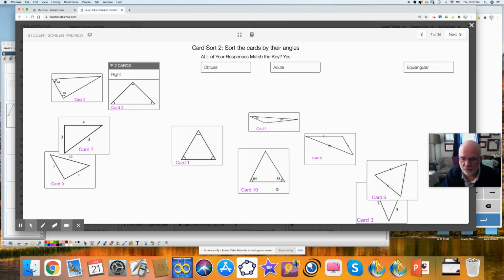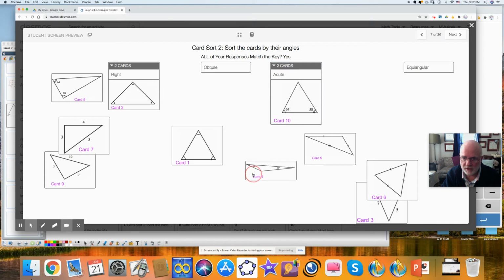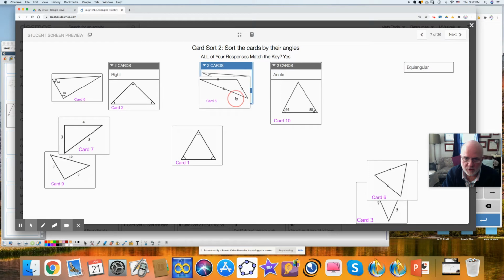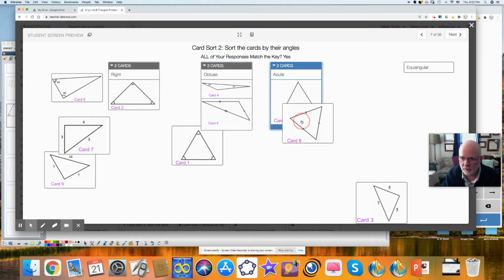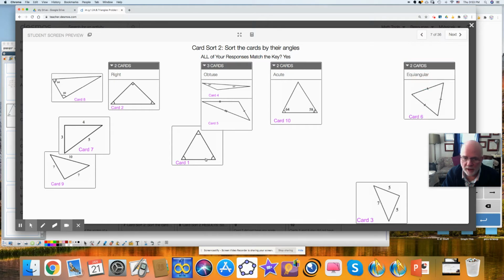If they're all three acute, this was 58, 58, and 64. If it's obtuse, one of the angles is obtuse. This looks obtuse. I don't know if it is, but I think it is because it looks obtuse. This is equilateral, equiangular, and this is equiangular.